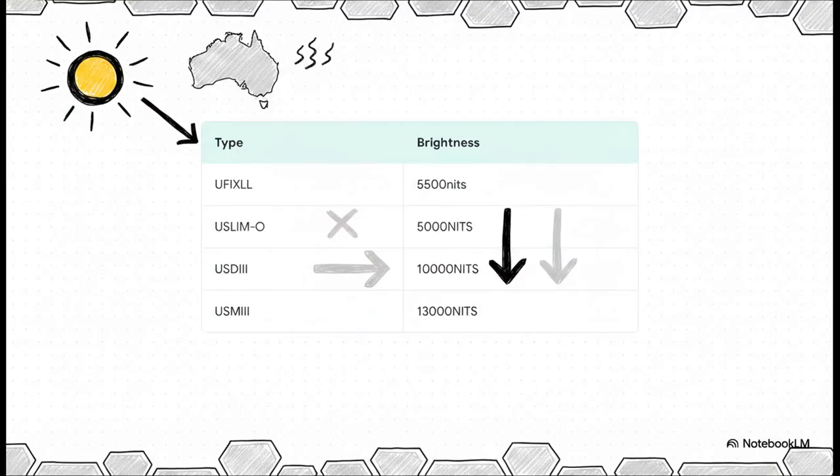Well, here's the answer. An outdoor screen facing the direct sun requires a brightness greater than 8,000 candelas per square meter, or nits. So those models maxing out at 5,500 or 5,000 nits, they would completely wash out in the Australian sun. You wouldn't be able to see a thing. The only viable options are the units outputting 10,000 or 13,000 nits. If you don't understand your brightness parameters, your incredibly expensive screen is essentially useless during the day.